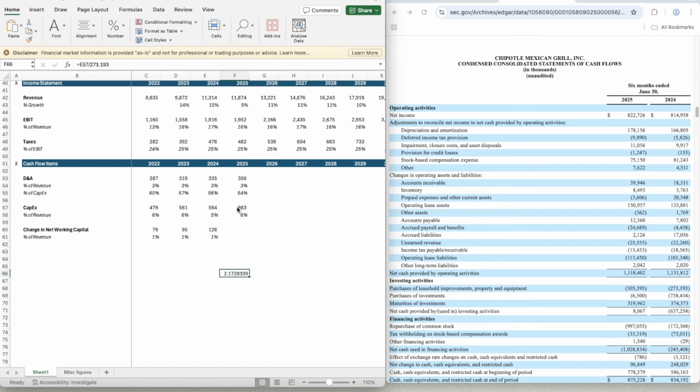Okay. Now, the change in net working capital. What we'll do is the same again, but we'll multiply it by 2. So 39.946.